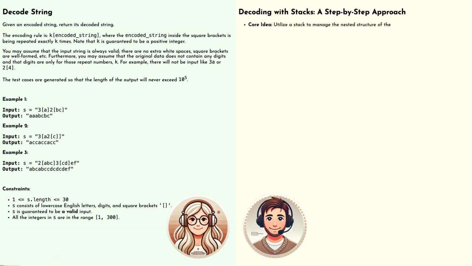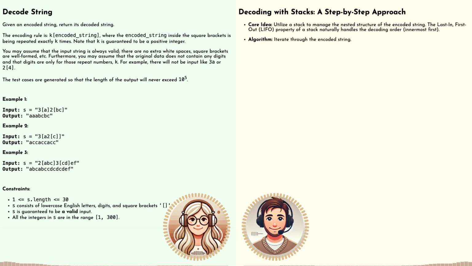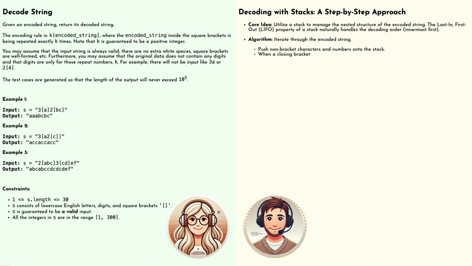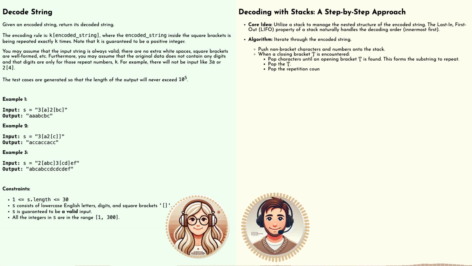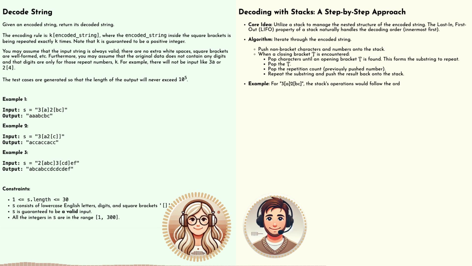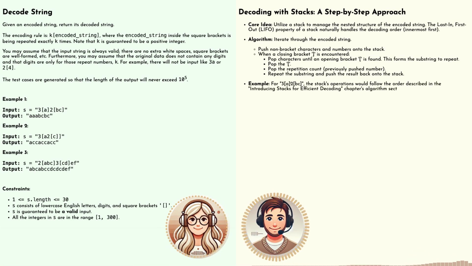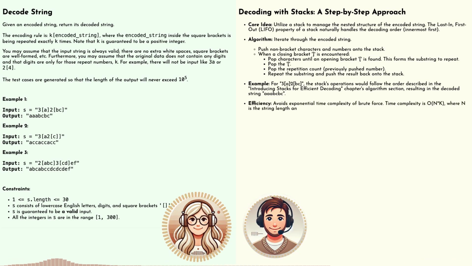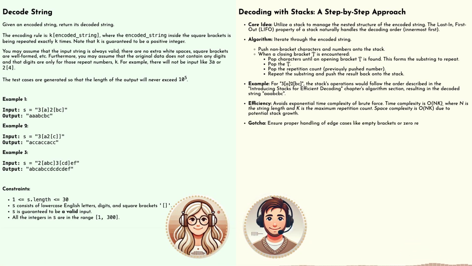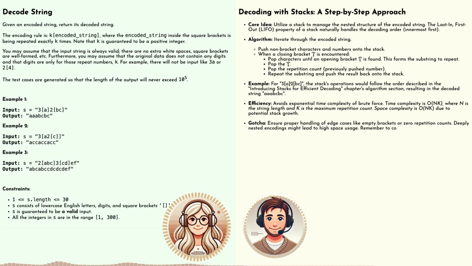So we start popping elements off the stack until we hit an opening bracket. Those popped elements form the substring that we need to repeat. But remember, it's going to be in reverse order because of the LIFO nature of the stack. Got it, so we need to reverse that substring. Right. And then what? Then we also need to pop off the number that tells us how many times to repeat it. Oh, right, of course. That would have been pushed on the stack earlier. Yes, and we use that number to repeat our substring.